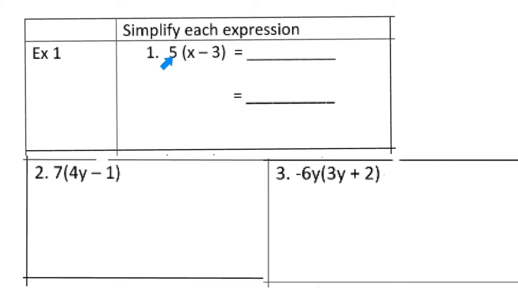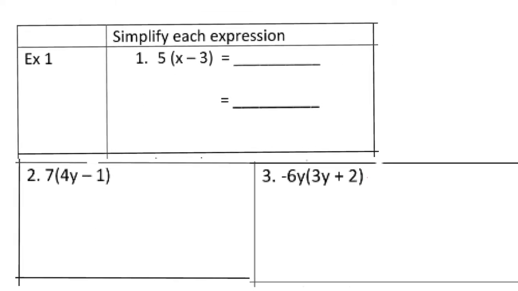So we're going to take the 5 and multiply it by the x. And then we're going to subtract the 5 multiplied by 3. So then we simplify that to 5x minus 5 times 3 is 15.